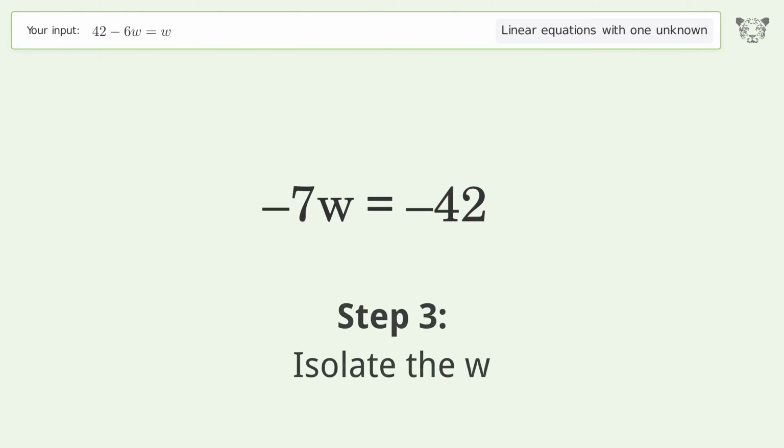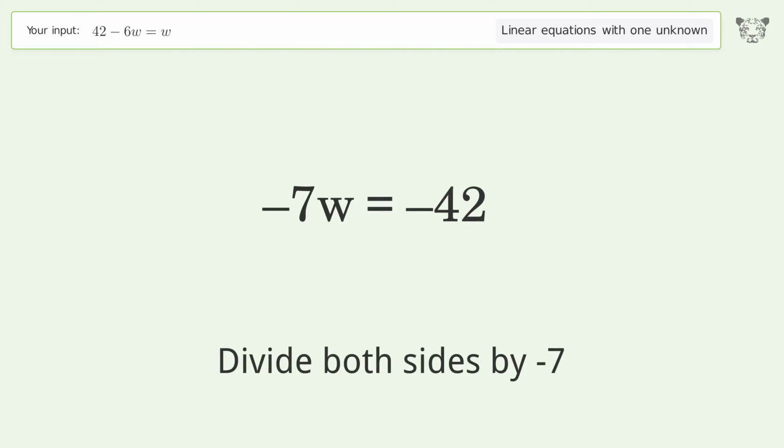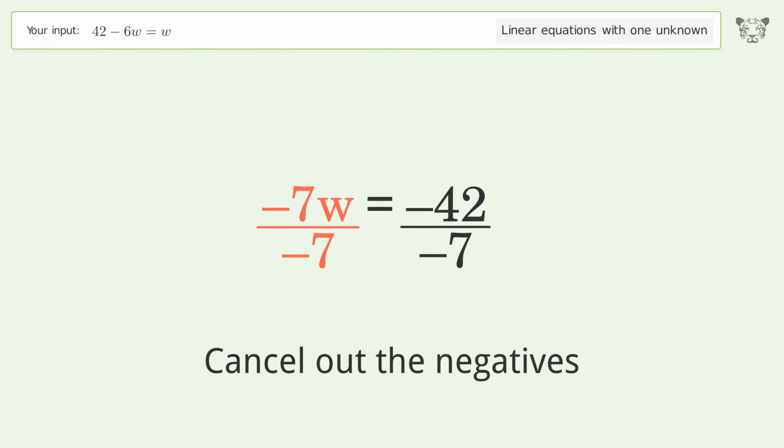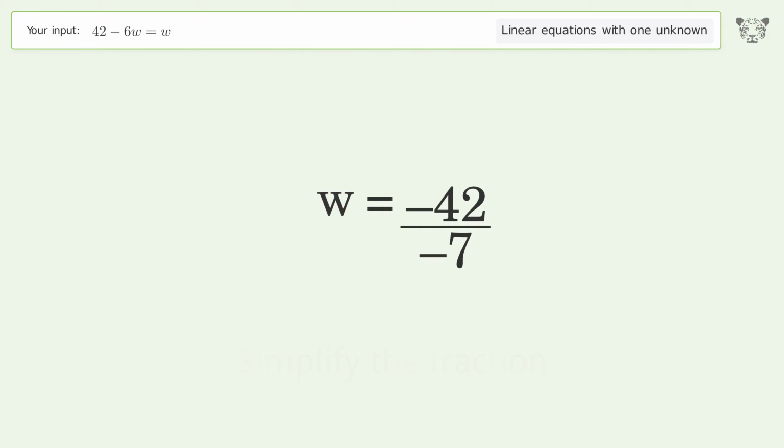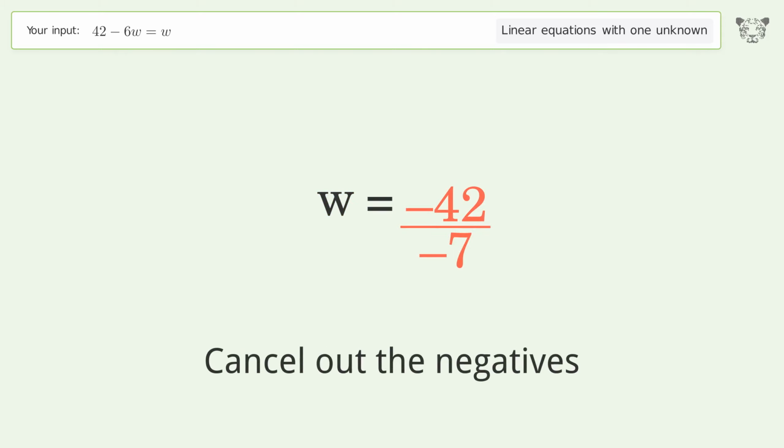Isolate the W. Divide both sides by -7. Cancel out the negatives. Simplify the fraction. Cancel out the negatives.